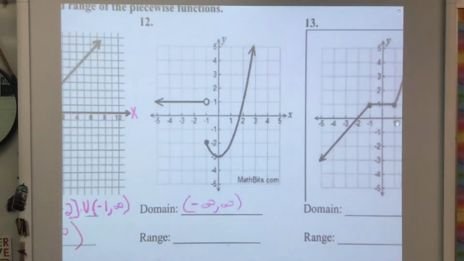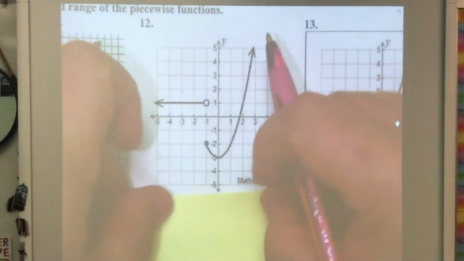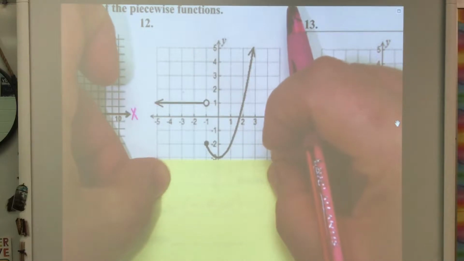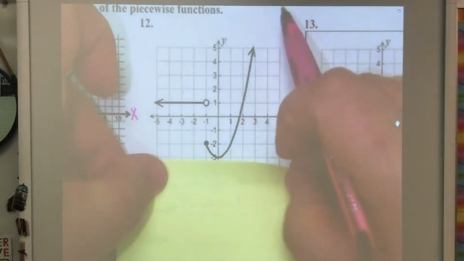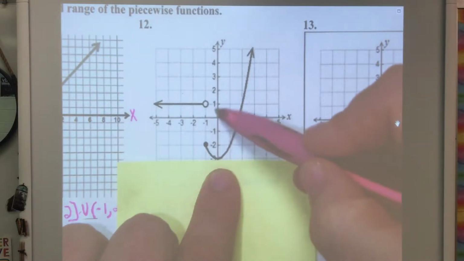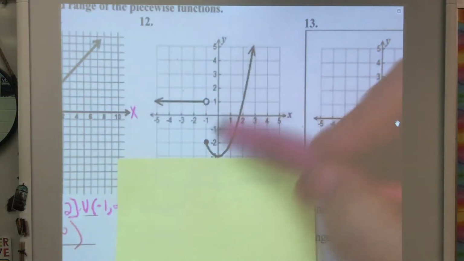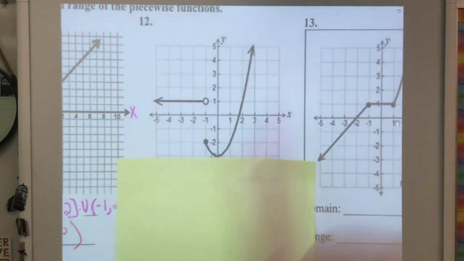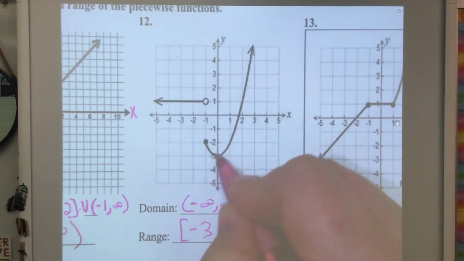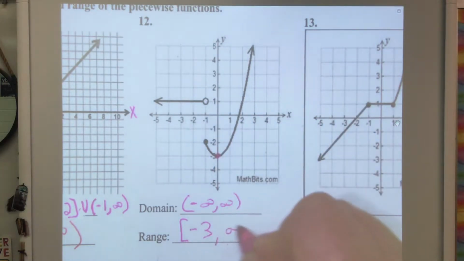That is the domain. The range, I'll start from bottom to top. It starts here at negative 3, and then I could keep going up. It hits negative 2, negative 1, all the way up. Because of this arrow, it includes this line, so it would be negative 3 with a bracket, because this is a point, to infinity.